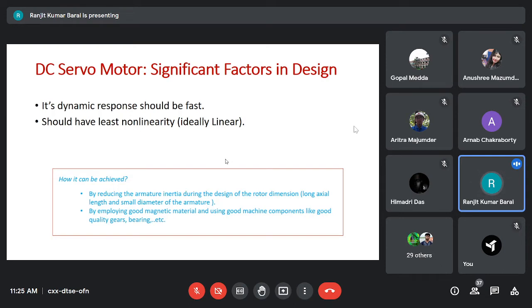So you have to select the proper size, and then you have to increase the length accordingly. I hope you already studied, you already performed some rotating machine design, either induction motor or DC motor. So you know this fact. So in this way, we can reduce the moment of inertia and make the dynamic response faster. So if you compare two DC motors, one is a DC servo motor and another one is an ordinary DC motor of the same power rating, you will find that the DC servo motor is slimmer and longer.